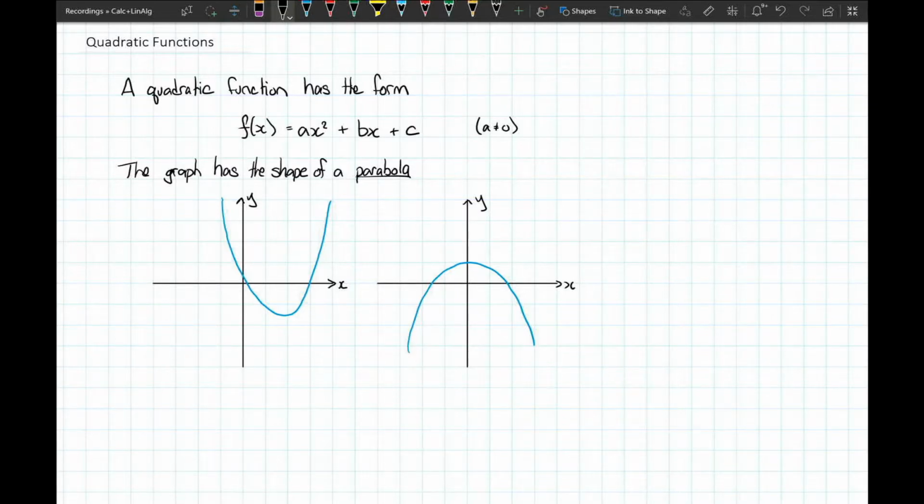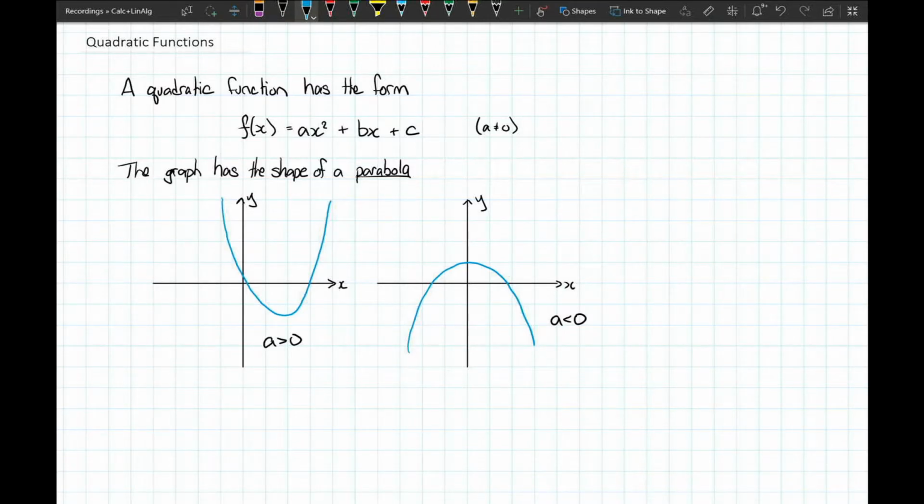And the most important part to look at to understand whether it's going to open up or down is you need to look at a. It's the leading term, the one with the highest power, and a being the leading coefficient, the number in front of the x squared. So in the first case, if a is positive, then our parabola, we say, opens upward. And in the second case, if a is negative, then our parabola opens downward.